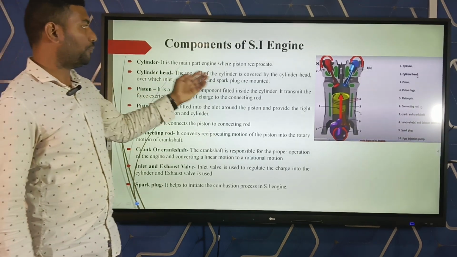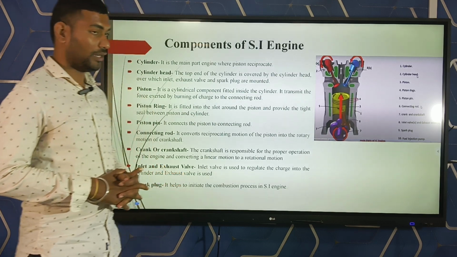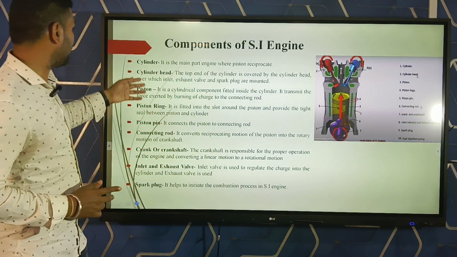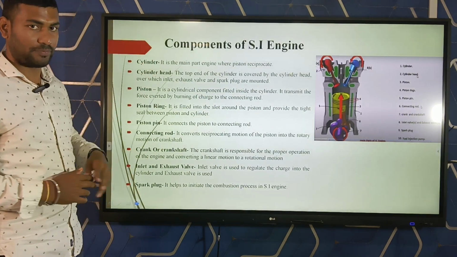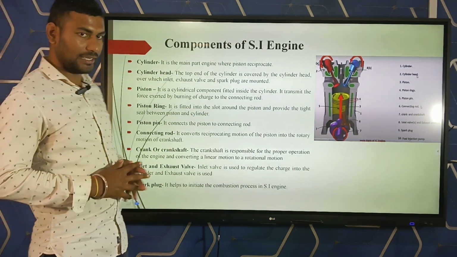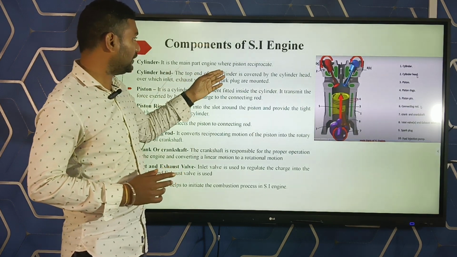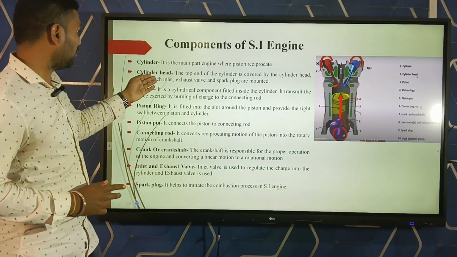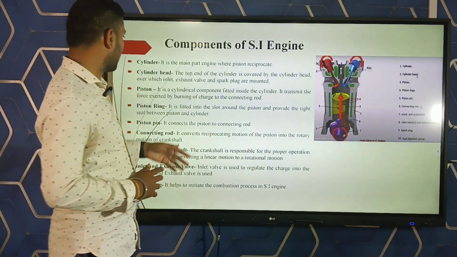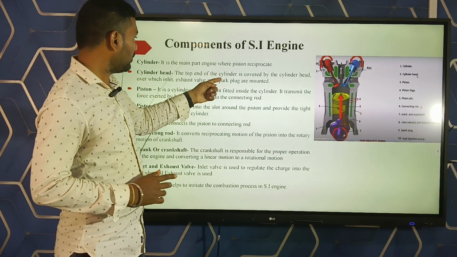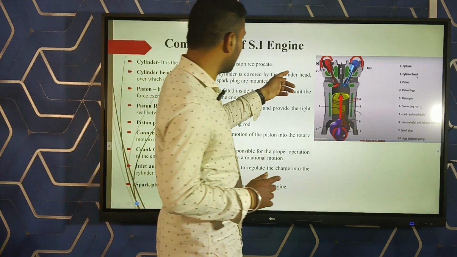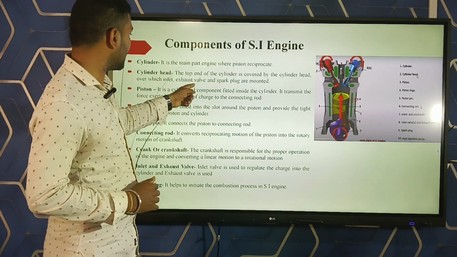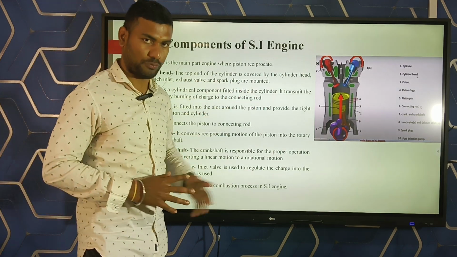Then components of SI engine. What is an SI engine, and its components. First component is the cylinder. Cylinder is the main part of the engine where the piston reciprocates. Second component is the cylinder head. The top end of the cylinder is covered by the cylinder head, over which the inlet and exhaust valves and spark plug are mounted.